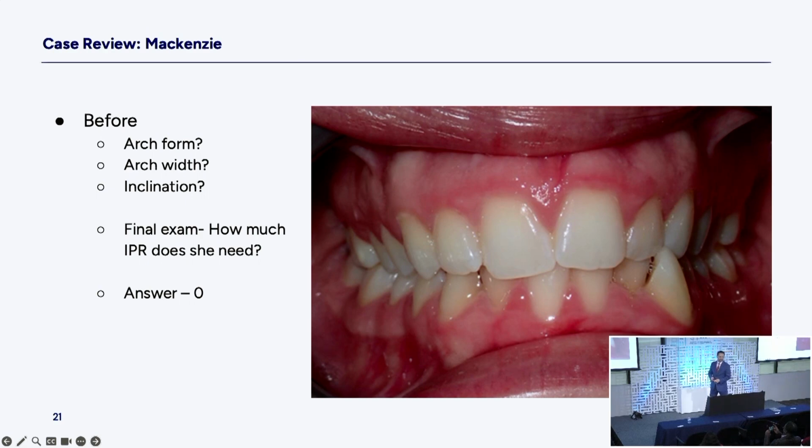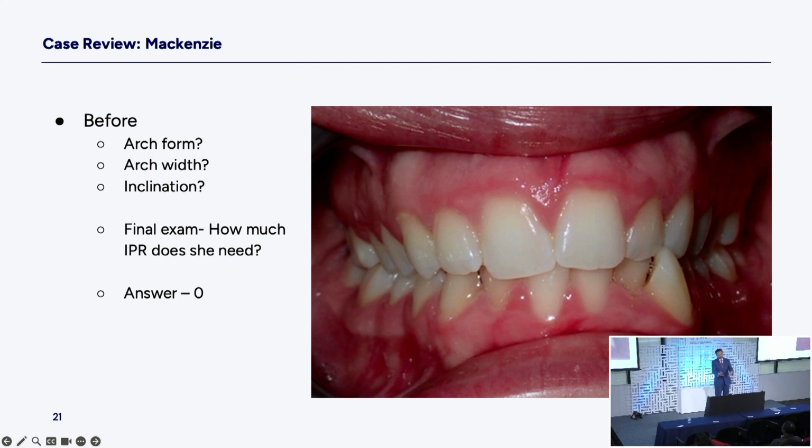Yeah, 0. You don't need any. Why? You're not treating the front teeth. What are you treating? The arch form, the arch width, and the inclination. You don't need IPR. She doesn't need IPR, nor does anybody else. And yes, I can see that canine, number 22, trapped out of the arch. I see it just the same you do.